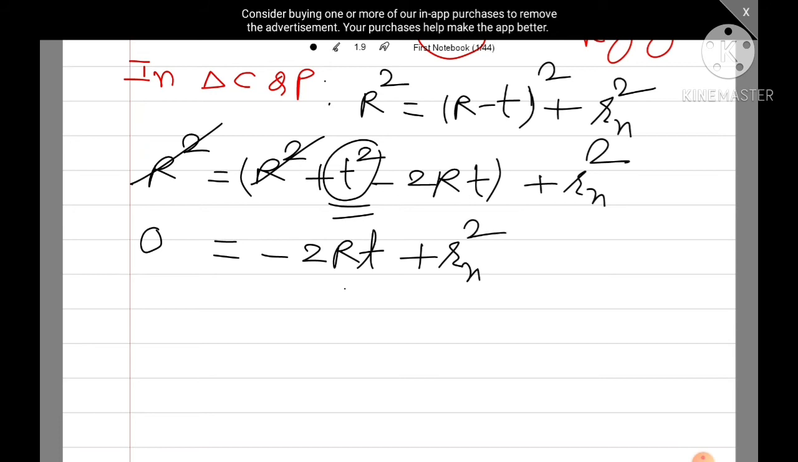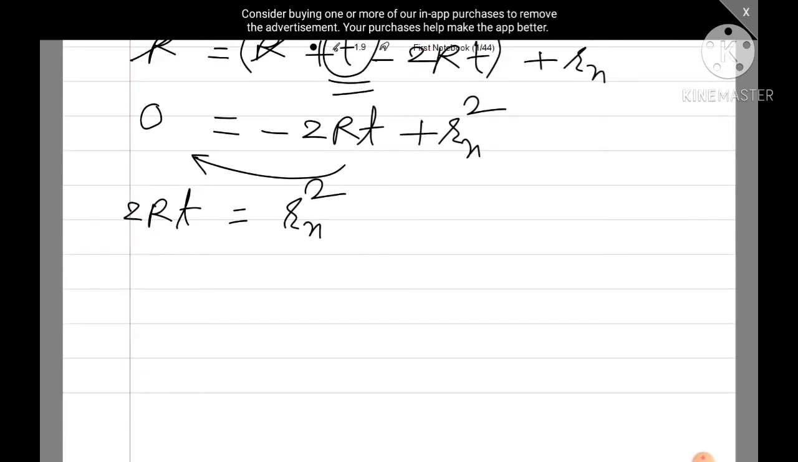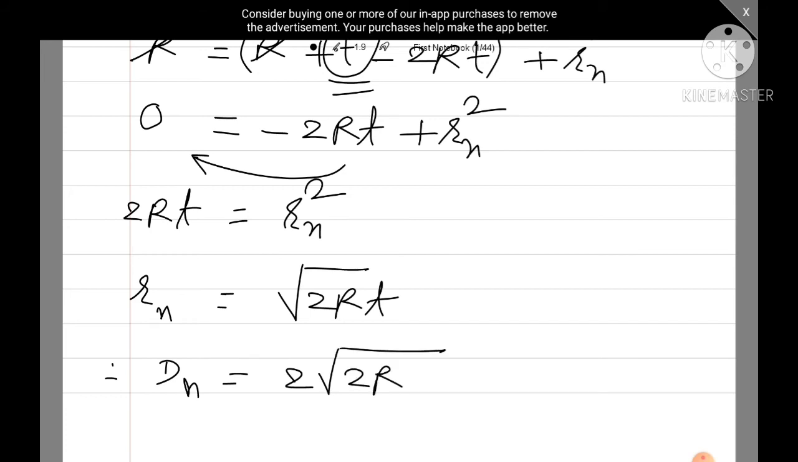Now let us transfer this to the left hand side. Then we have 2Rt is equal to Rn square, or we can say Rn is equal to under root of 2Rt. Therefore dn is equal to 2 times under root of 2Rt, or dn square is equal to 4 into 2Rt, means here we have 8Rt.